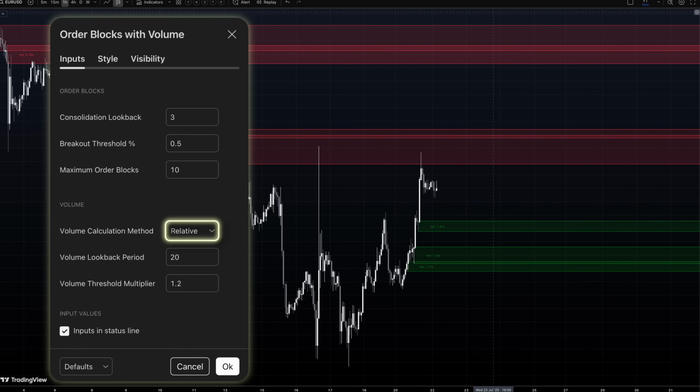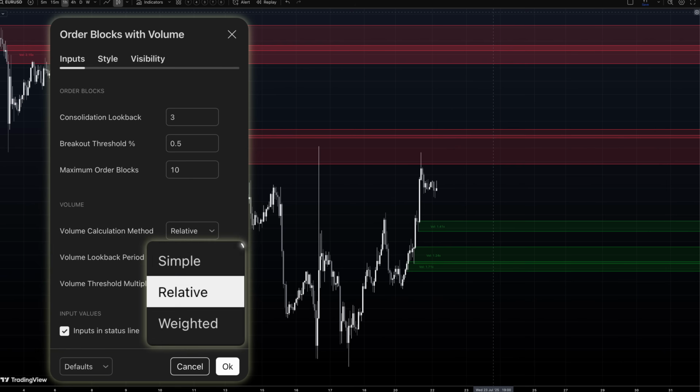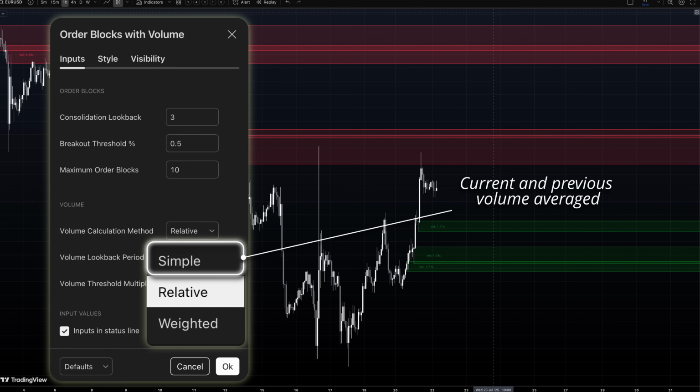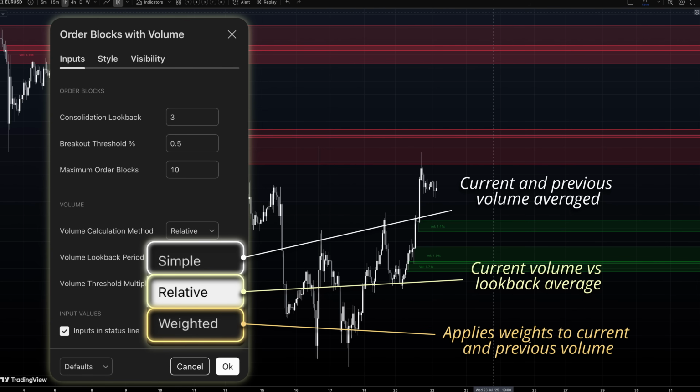Volume analysis offers 3 calculation approaches. Simple averaging uses current and previous bar volume, relative method compares current volume to the simple moving average over the look-back period, and weighted method applies different weights to current and previous volume bars.